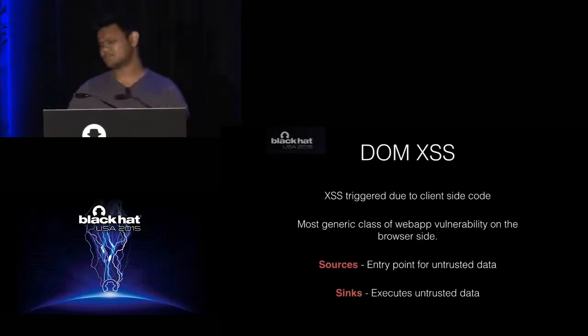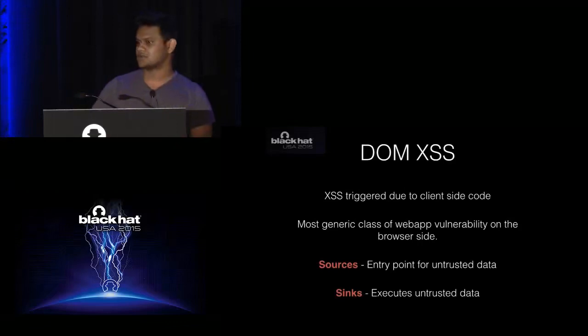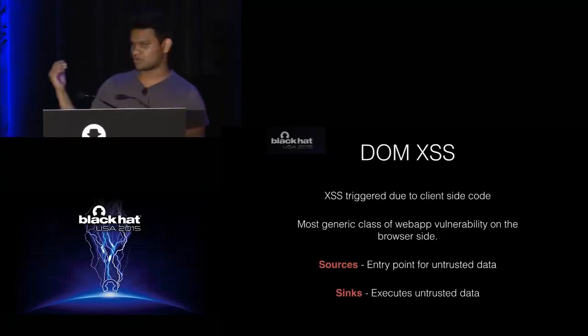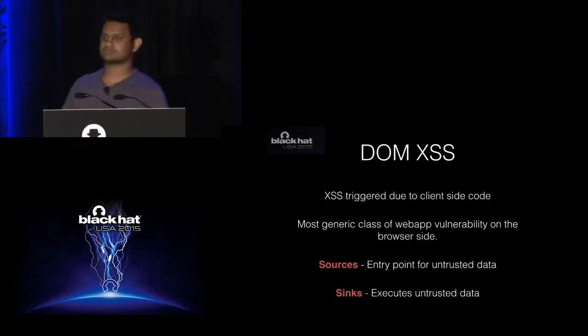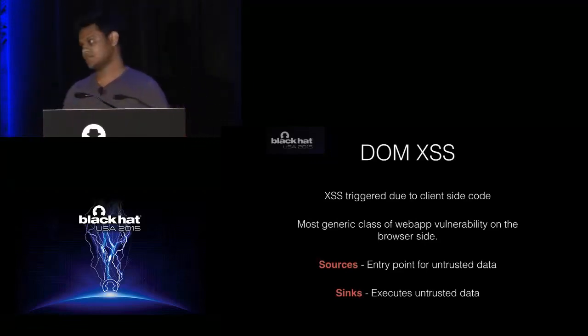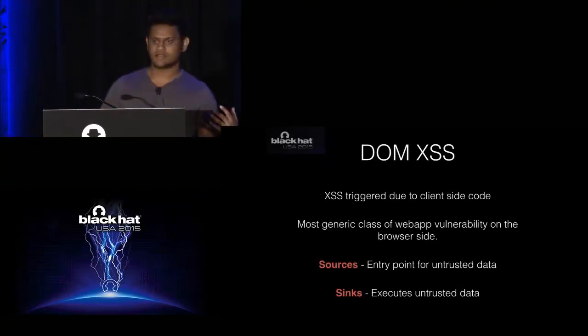So to understand more about DOM XSS, people usually refer to the classical notion of how data flows using sources and sinks. In today's talk, when we talk about sources, we are talking about any entry point where an attacker can inject data. And a sink is where the same untrusted data gets to execute directly or indirectly. So cool.